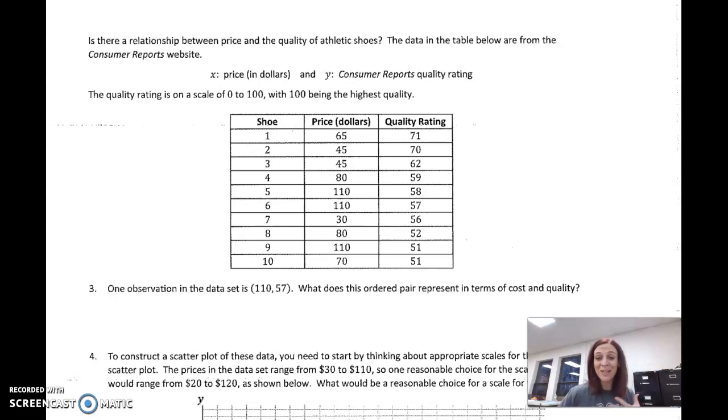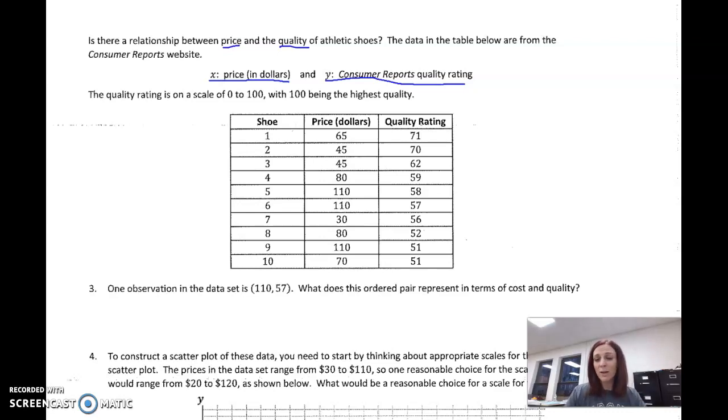All right, so continuing looking at scatter plots. I think in this question we're going to see the value of what a scatter plot does. It says, is there a relationship between price and quality of athletic shoes? A lot of times we think the higher the price, which is represented by our X value, the higher the quality they are. So this is from Consumer Reports. That goes with our Y.